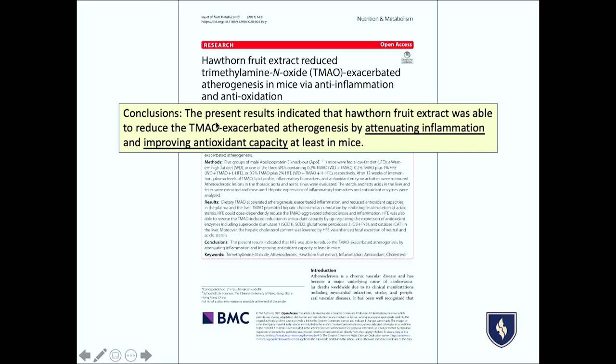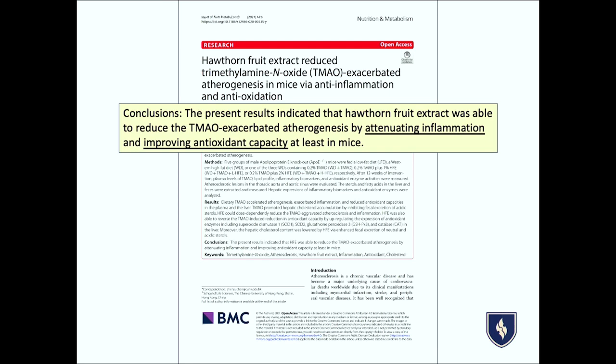This present study indicated that hawthorn fruit extract was able to reduce TMAO-exacerbated atherogenesis by attenuating inflammation and improving antioxidant capacity, at least in mice. So resveratrol, which we use all the time in cardiovascular disease because it has protections for the vascular wall. Berberine, which we use all the time in vascular disease because it is a very powerful insulin signaling compound for those that are insulin resistant. And then olive oil we use all the time because of its anti-inflammatory properties. So some of these foods we use for cardiovascular disease indirectly are impacting these TMAO levels also.